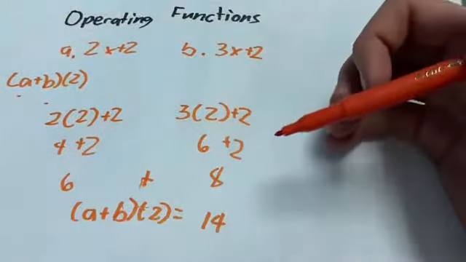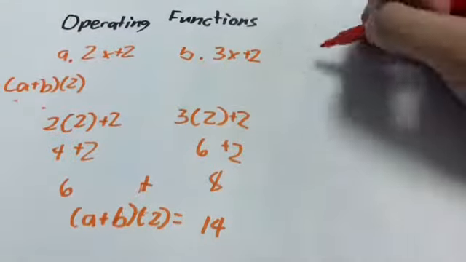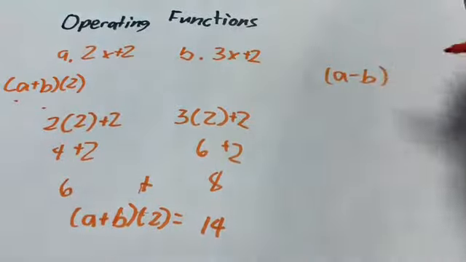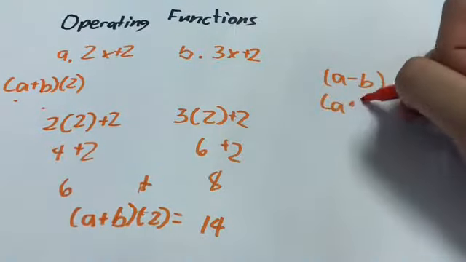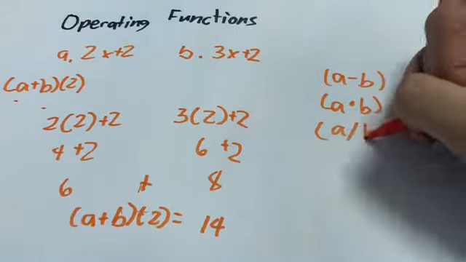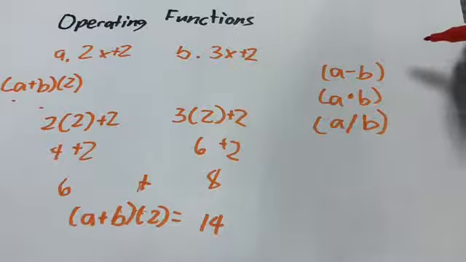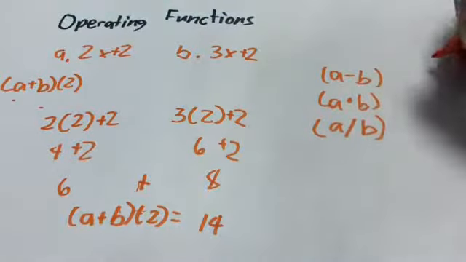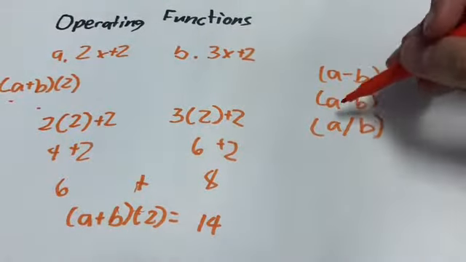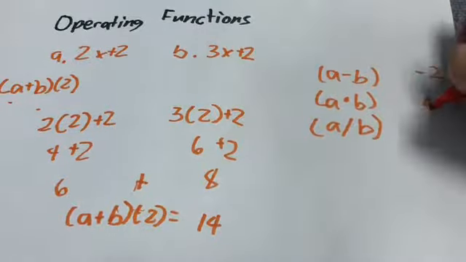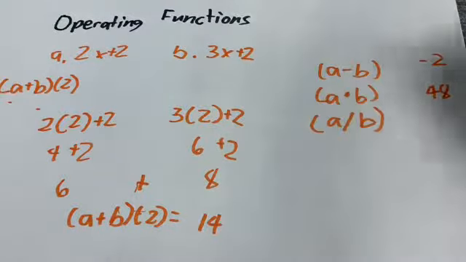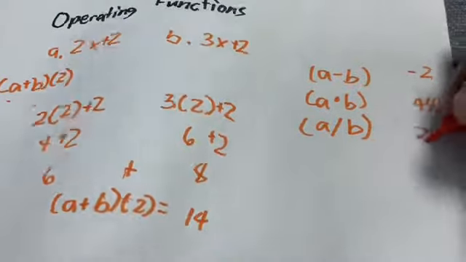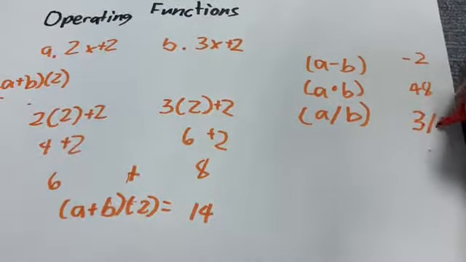There are different ways to operate functions. You can do addition like this, but you can also do subtraction, which is A minus B. You can also do multiplication and division, which is A times B and A over B. With subtraction, you would basically do 6 minus 8, which would be negative 2. 6 times 8 would be 48. And 6 divided by 8 would be 3 over 4.